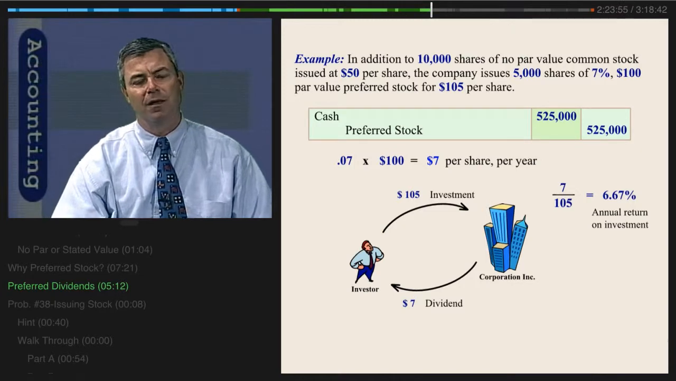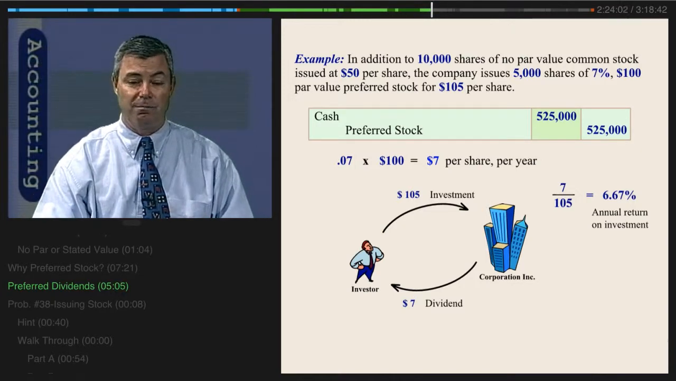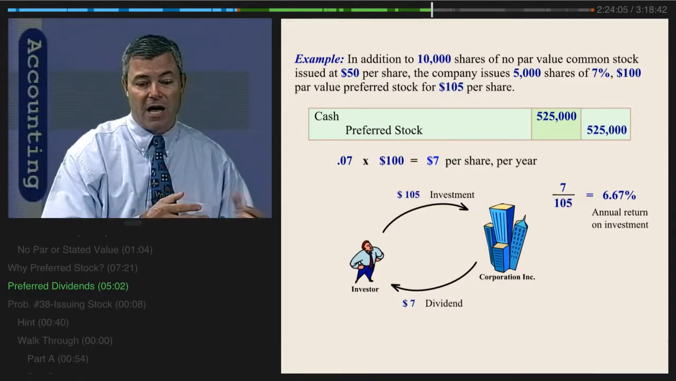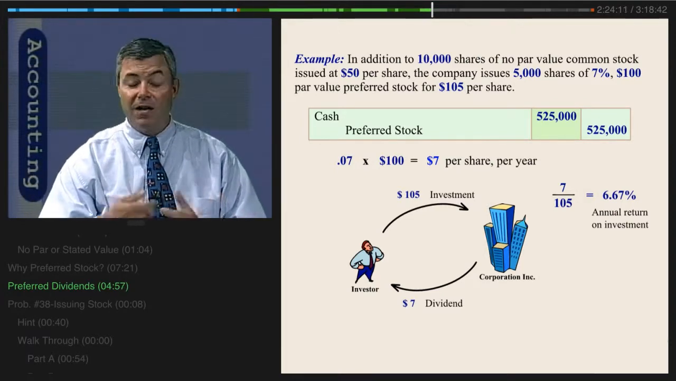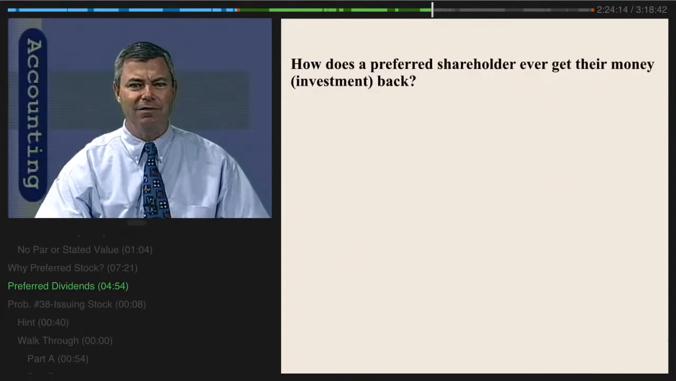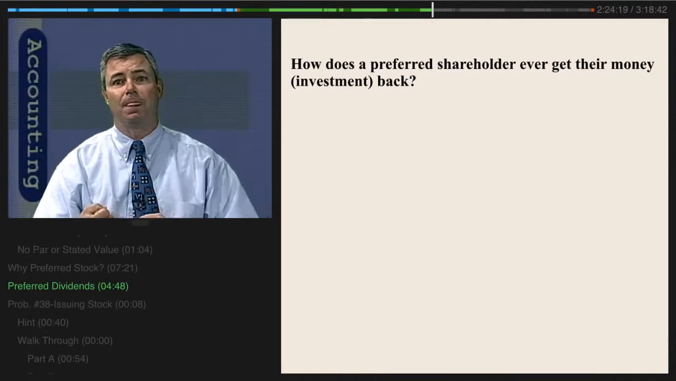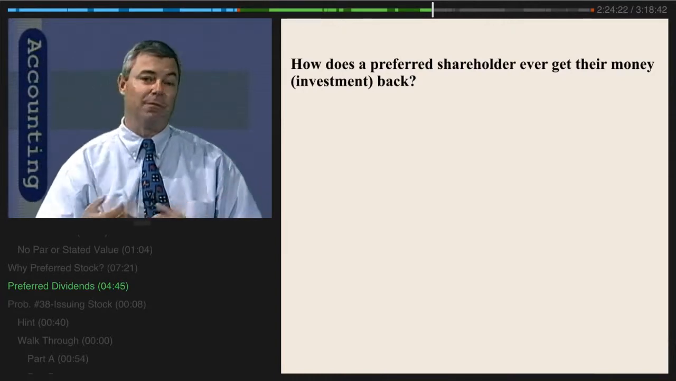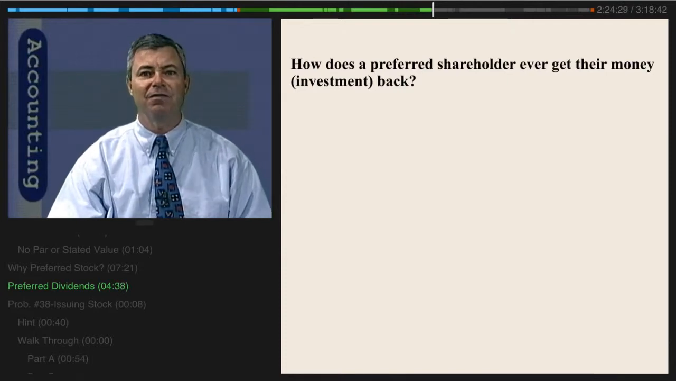Now here's a question. If in fact these preferred shareholders, owning 5,000 shares and putting in $525,000 of cash into the business and receiving $7 per share, which is pretty doggone good, of dividends every year, how do they ever actually get their money back? I mean, the $7 every year is great, but give me the $7 plus give me my $105 that I invested per share back, in a couple of years or 10 years or something like that. How does a preferred shareholder ever get that money back?